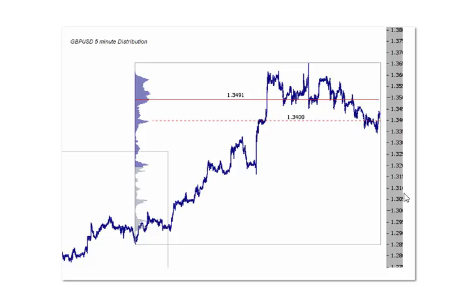Approaching 90 minutes into the trading day, Friday 6th of October. I'm going to look at the currencies first this week. This is the pound dollar chart. I showed last week 5-minute distribution.